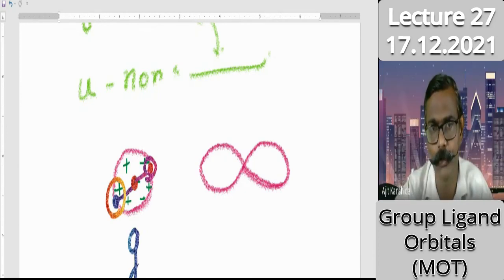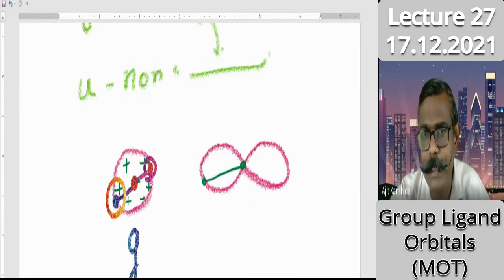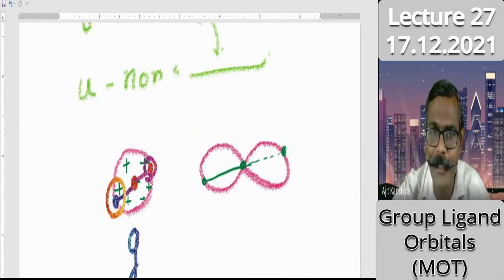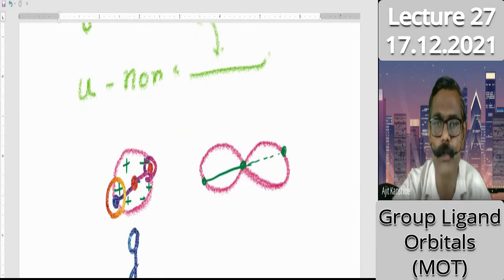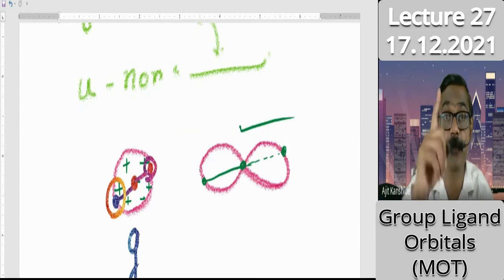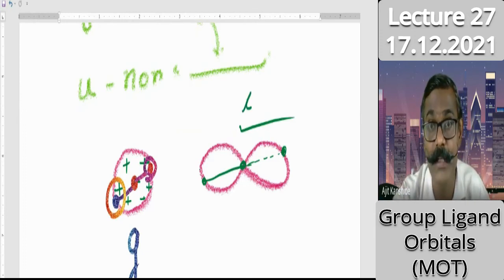Good, very good. Take a point at the periphery, draw a line up to the center, and extend that line to the same extent. Here the point came up, so a similar point you come across. So there is a center of symmetry. You can call the center of symmetry I.